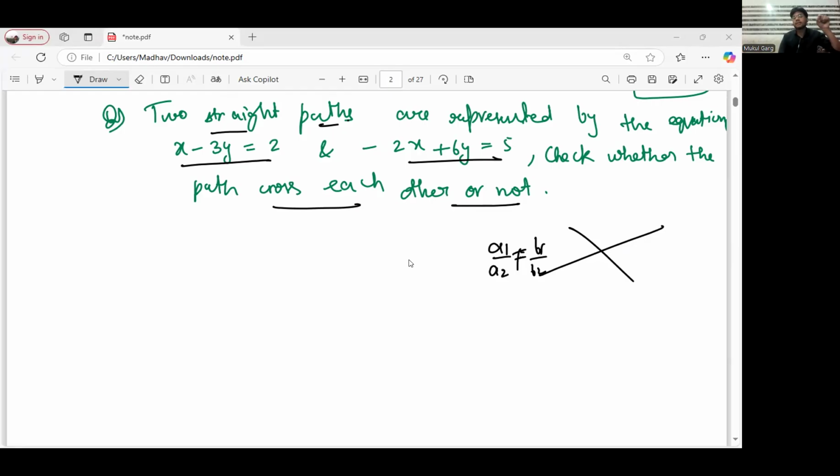So instead of plotting them on the graph, I'm going to compare their coefficients. If the condition of any case gets satisfied, that will tell whether the paths will be intersecting each other, or coinciding, or never going to meet each other. So, x minus 3y equals 2. Let's convert this equation into the general form: x minus 3y minus 2 equals 0. Second equation: we have minus 2x plus 6y equals 5.